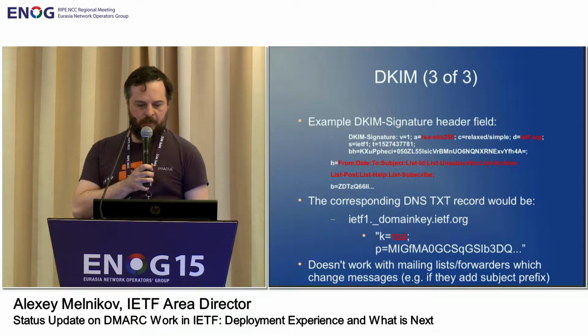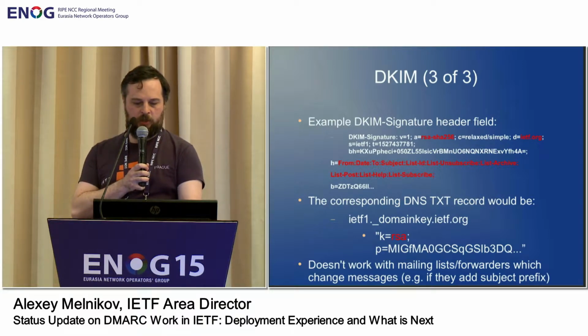etc. And in DNS, for this example, the DNS record is going to be the selector, which is IETF1._domainkey.ietf.org, and it will look like, again, k equals rsa, the signing mechanism, and p is the public key.